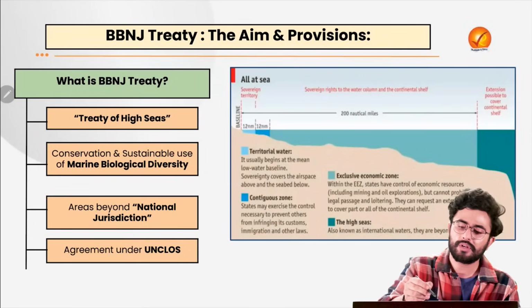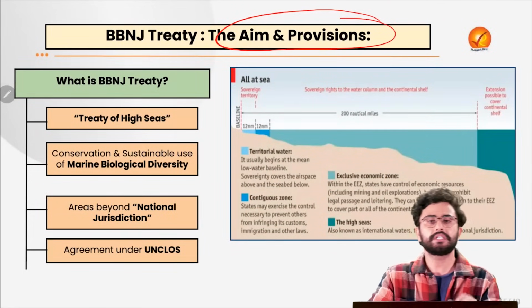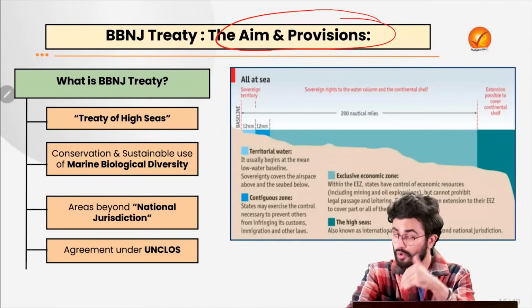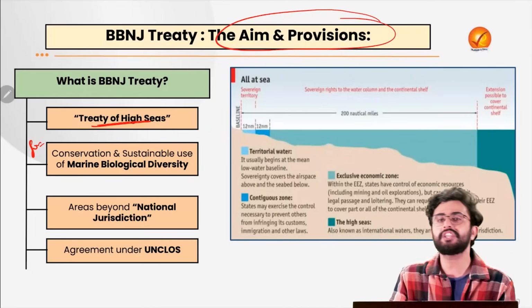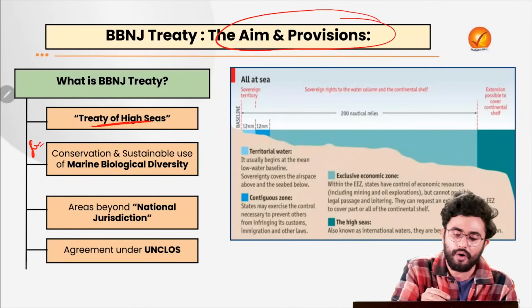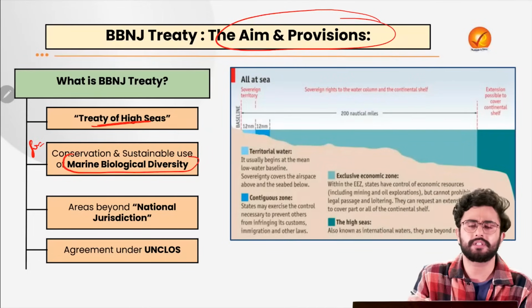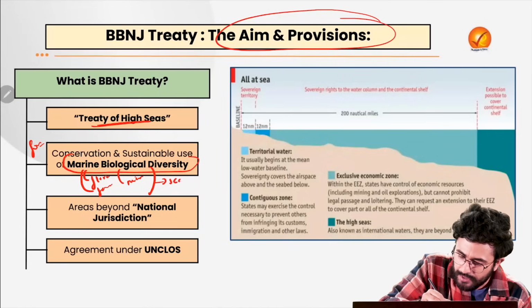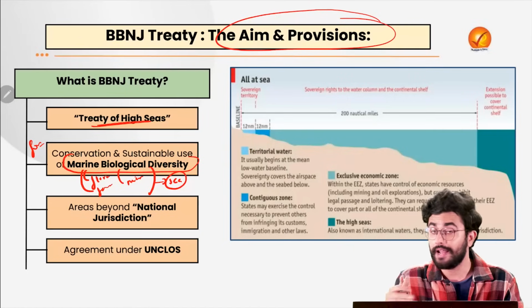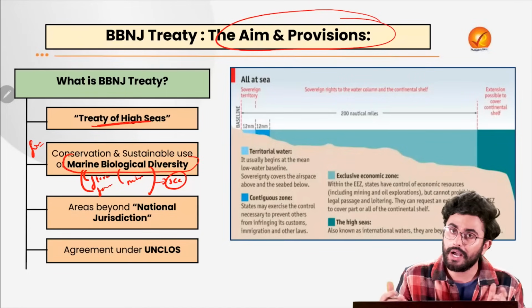So let's first try to understand the aims and the provisions of this BBNJ treaty, which is also known as the Treaty of High Seas, which basically aims for conservation and the sustainable use of marine biological diversity. What is marine biological diversity? It is basically the flora, fauna and microorganisms which live in the sea, and they are essential for our survival. You may ask how?